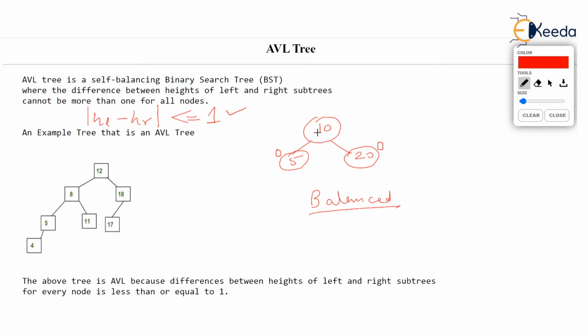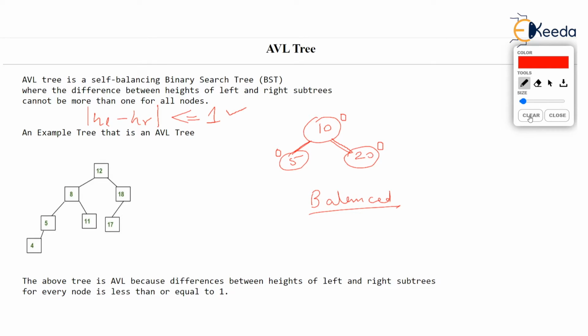I'm so sorry. What is the height of left for 10? 1, because there is only one level on the left. And what is the height of right of 10? It is again 1, because there is only one level. So it is 1 minus 1, that is 0. So 10 also has heights such that the difference is not more than 1. Then this tree is balanced, because all the nodes in this tree, all three, are obeying the rule.